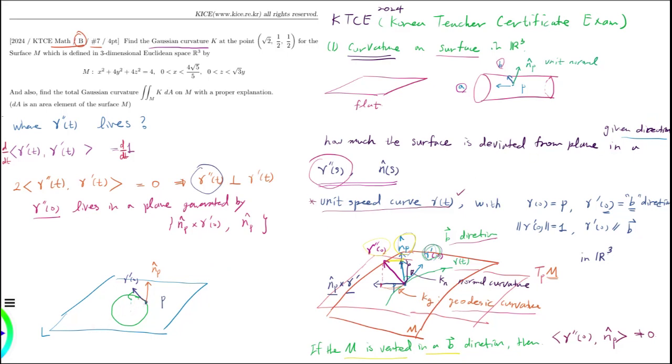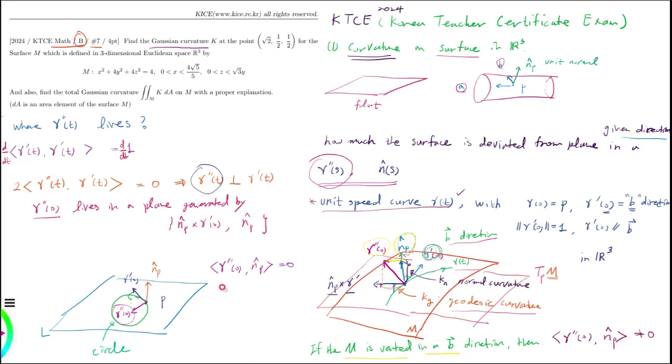And then since this is a circle, this unit speed curve makes a circular movement here, exactly a circle. Its second derivative will be here. So in this case, the inner product of its second derivative with its unit normal vector is 0.